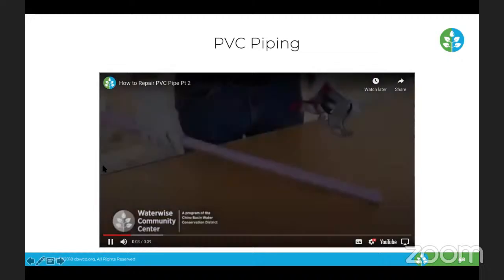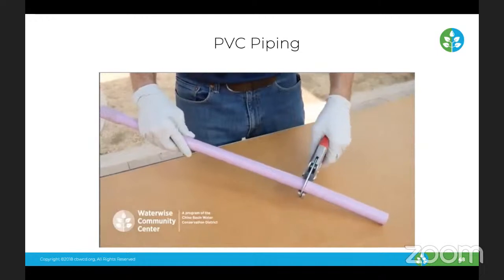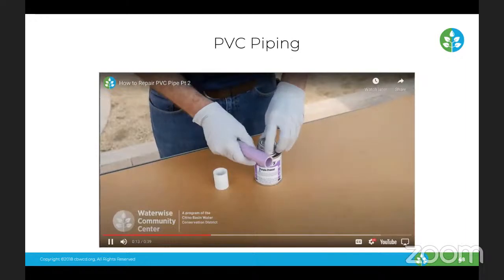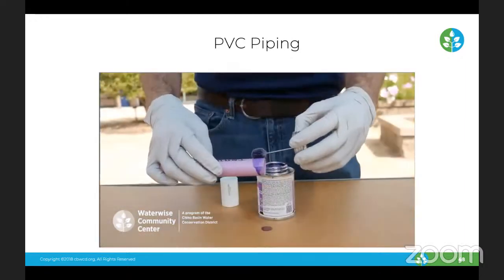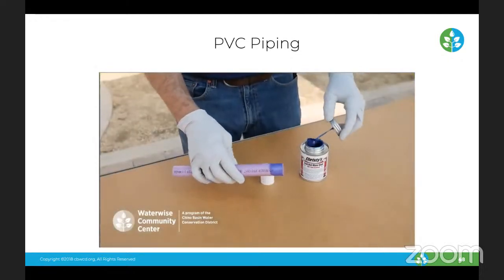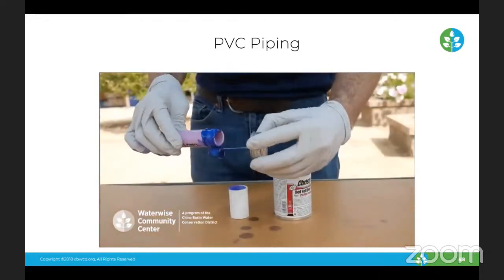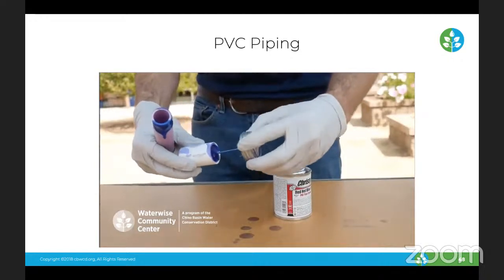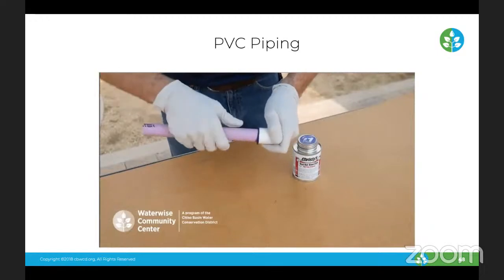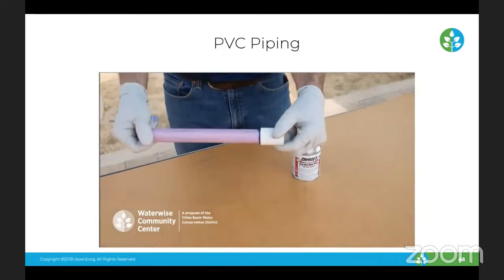So when cutting your PVC pipe, you want to make a nice smooth cut. The first step in repairing PVC pipe is you need to apply primer to both the pipe and the fitting. When applying the glue, we want to apply glue to the pipe, to the fitting, and again to the pipe. Then you want to put the fitting and the pipe together, doing a quarter turn, holding it for about 10 seconds.